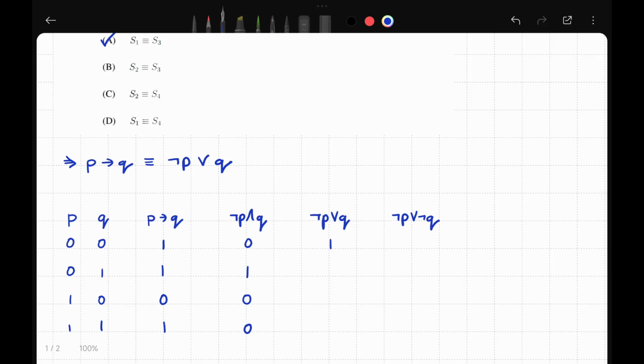And for the third case, not P or Q, so not P will become 1, so it's or, so this will be 1. Q is 1, so this will be 1. Not P will be 0, 0 or 0, it will be 0. And Q is 1, so again this will be 1, right?